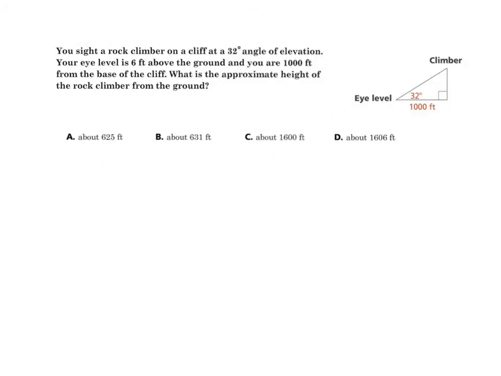Okay, next question. You sight a rock climber on a cliff at a 32-degree angle of elevation, so that's important. Your eye level is 6 feet above the ground, so that's our number that we have to add once we figure out the height that we get when we do our trig function. And you're 1,000 feet from the base of the cliff. What is the approximate height of the rock climber from the ground? So right now we're going to solve for x, but then once we get x, we have to make sure we add 6 to that.